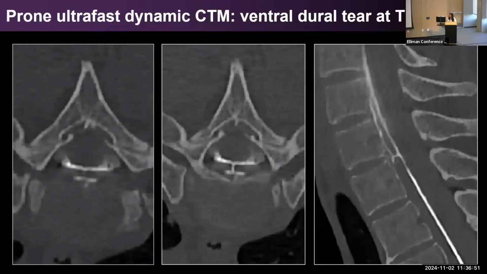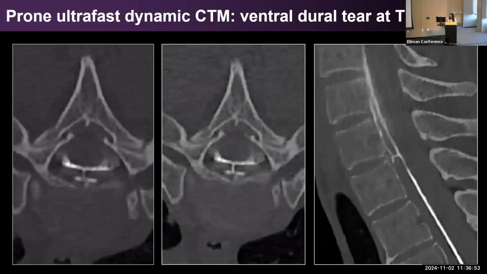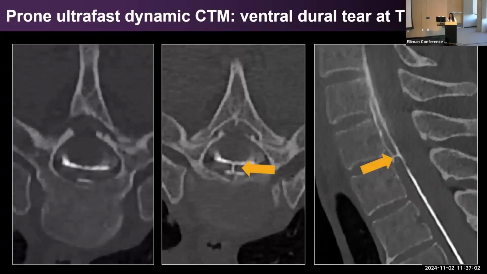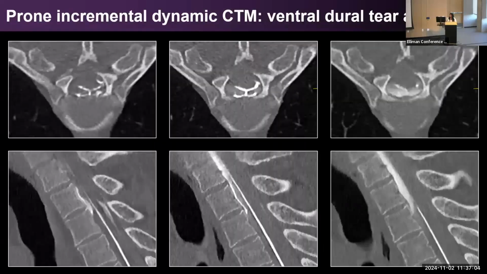So this is the sort of typical appearance that we're looking for of a ventral dural tear. We're seeing contrast dropping out of the sac into this epidural collection, and it produces this characteristic forked appearance on the sagittal recon of that. This is an example where we've done it in a prone incremental way, but you can see that this was scanned quite rapidly, and with this, you would miss the point at which this leak is happening. You only really see it clearly on these initial runs.